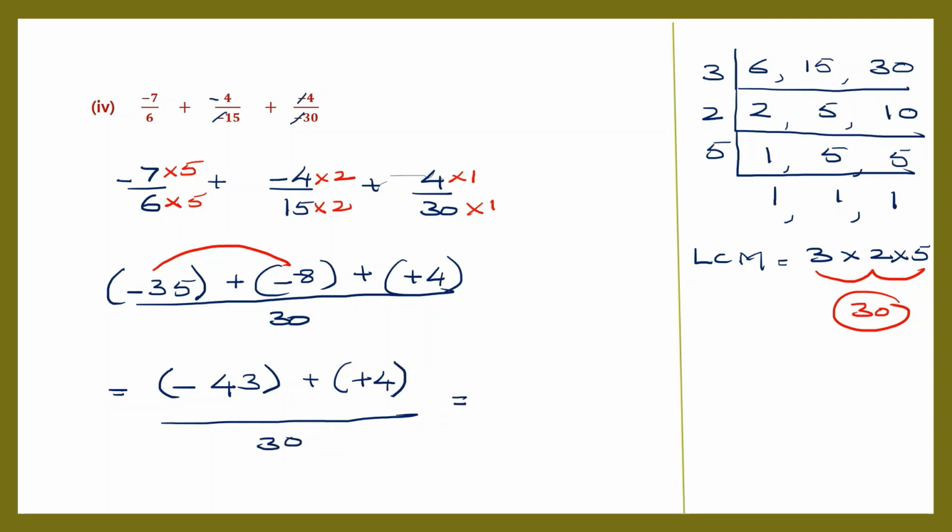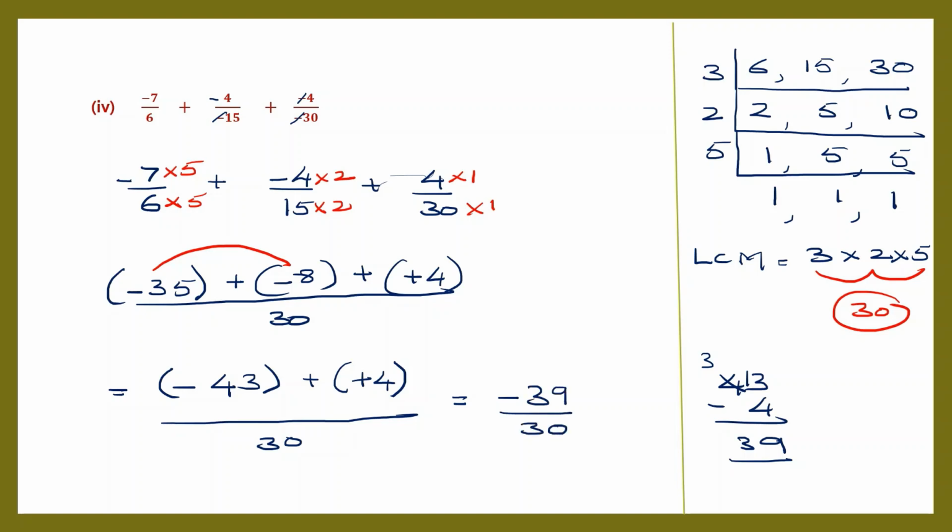So now signs are different. Minus 43 plus 4. When signs are different, we put the sign with the bigger number and we subtract. 43 minus 4. So let's do that. 43 minus 4, we need to borrow. Now 13 minus 4 is 9. And then we have 3 here. That's 39. Minus 39 by 30.